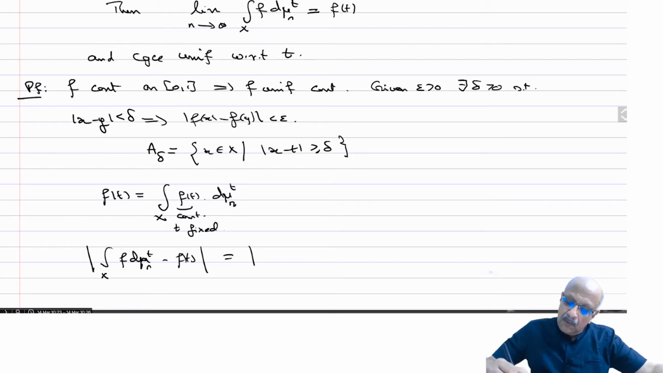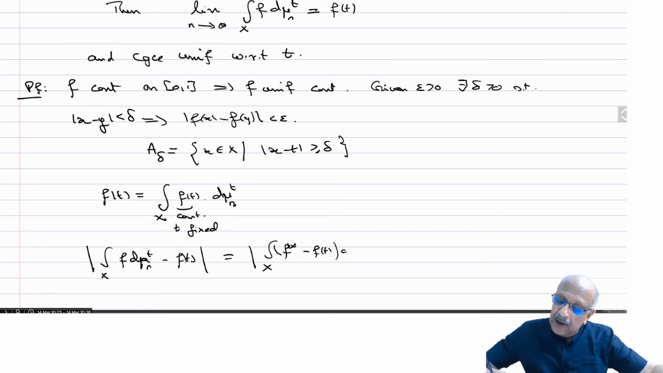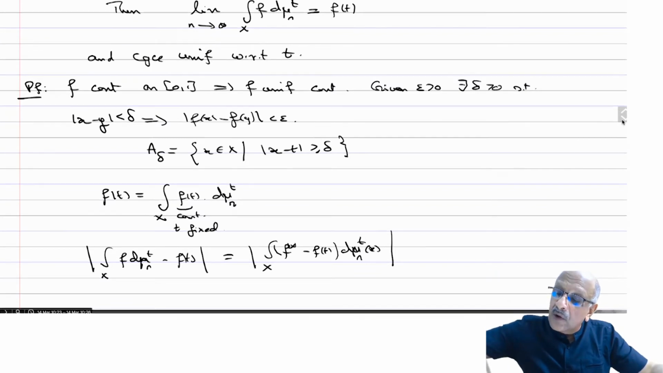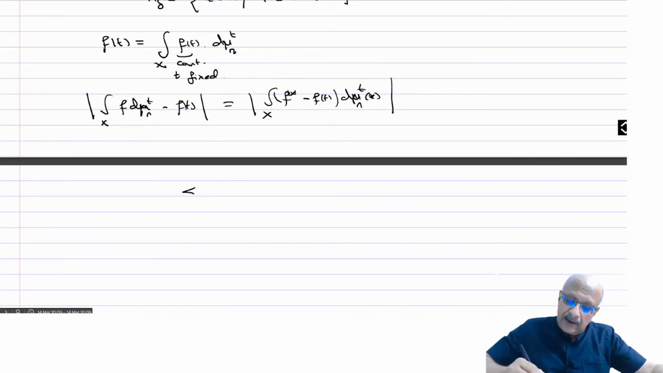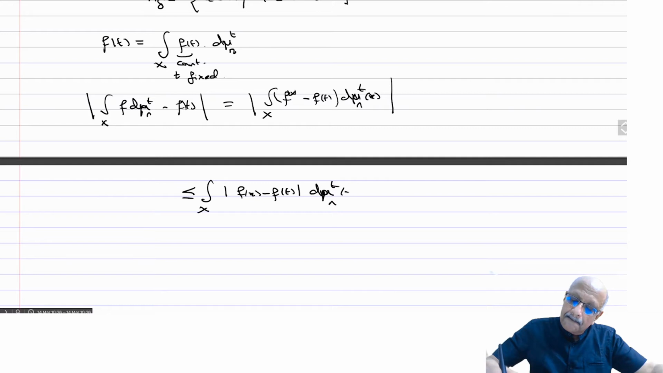That's equal to the modulus of the integral over x of f of x minus f of t d mu n t. I'll write the variable x here because now we are integrating with respect to the variable x. And that is less than or equal to the integral over x of mod f of x minus f of t d mu n t, and I am going to write this as the sum of two integrals, I1 plus I2.